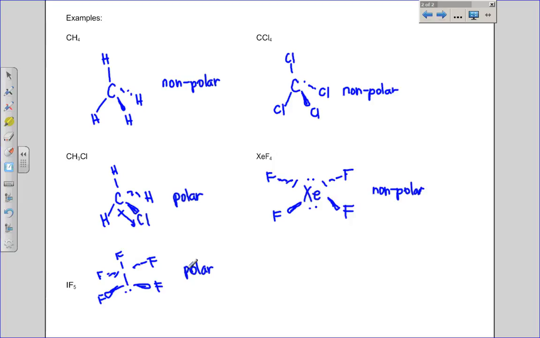The biggest thing that I can emphasize here is that it's really important to take the time to draw the proper 3D molecule before making any decisions on polarity.